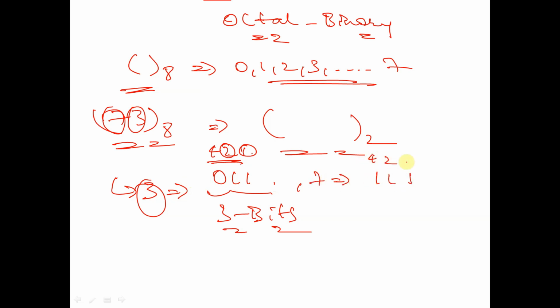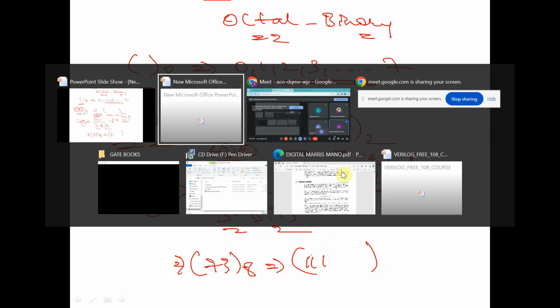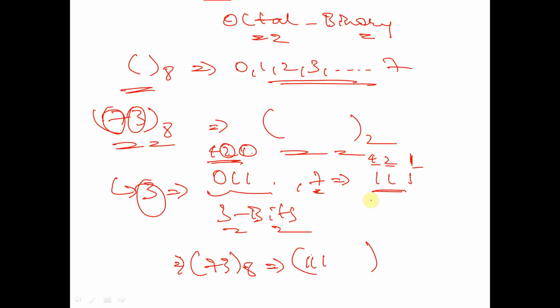If you don't know how to write the equivalent of 7 in binary, then take the help of this 4 2 1 code. So 4 plus 2 plus 1 will be equal to 7. So finally 73 to the base 8 in binary is equal to 111 followed by 011 to the base 2. So this is how we convert an octal number into a binary number.